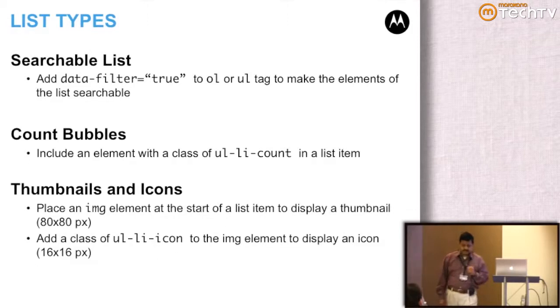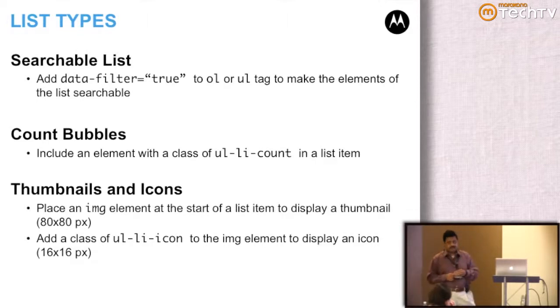Here's an interesting feature. If you have a very long list, you can filter or search through that list to narrow your selection, and to enable this, all you have to say is data-filter equal to true on the OL or UL tag. Again, I'll show you examples of all of these.